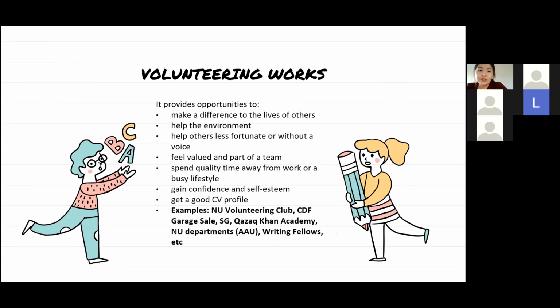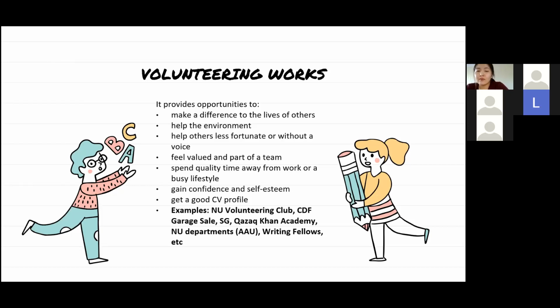The second one is volunteering works, and it provides a lot of opportunities for you. First, you can make some difference to the lives of others. You can make them happier, and you can help the environment, or help others less fortunate or without a voice. So you can feel yourself as a good person if you really help others, and you can help others feel valued and part of the team as well. And you can spend some quality time away from work and a busy life, gain confidence and self-esteem, and you will get a good CV profile.